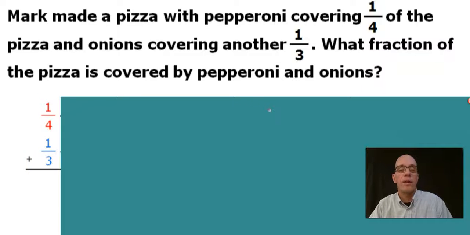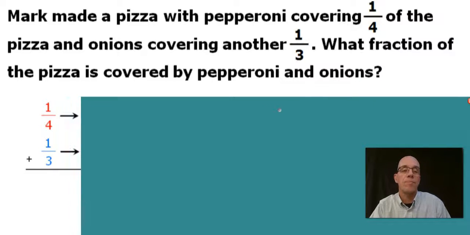Looking at the bottom, we don't have common denominators. So what is a common multiple of 4 and 3? First multiple of 4 is 4. Second multiple of 4 is 8. 3 doesn't go into 4, so I can't multiply 3 to get to 4. The next multiple of 4 is 8. Can I multiply 3 to get to 8? No, I can't. So go up another multiple of 4. The next multiple would be 12. Well, 3 times 4 is 12. So this will work as our common denominator.